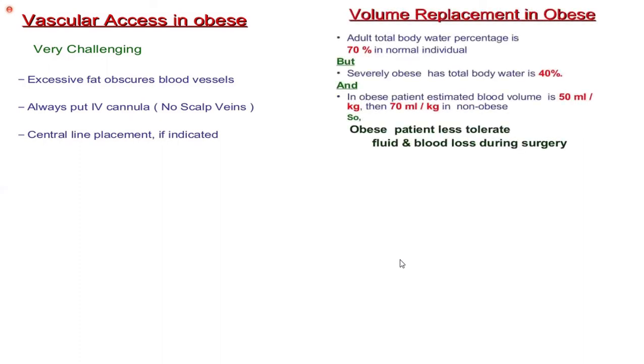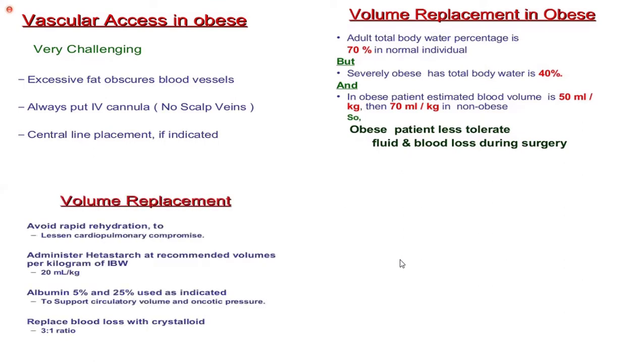And volume replacement in obese: in an adult, total body water percentage is 70% in a normal individual. But in a severely obese patient, body water is reduced to 40%. So they don't tolerate fast fluid and blood loss during surgery. So you have to be very watchful.